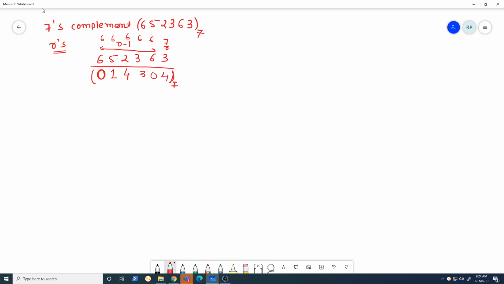Okay. Now the next one: a decimal number is given like this: 7 into 256 raised to 12, plus 2 into 256 raised to 5, plus 1. This decimal number is given. You need to find out how many ones there are if this number is represented in binary.